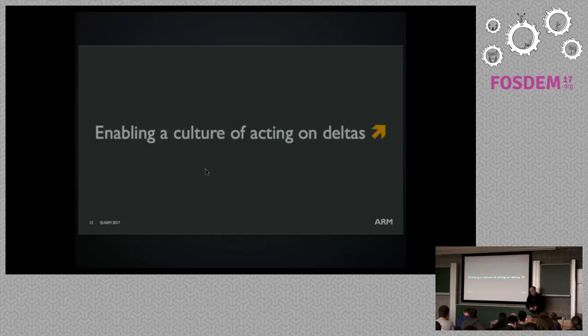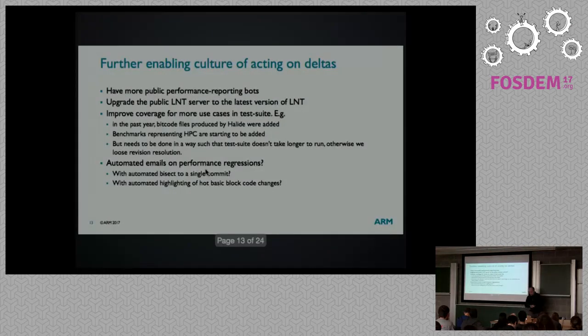So now moving to enabling a culture of acting on deltas. I think we're starting to see more signs of improvement there. I think it was Arnaud actually sending the email last April, that particular one. And you see it gets acted on, so there's an improvement compared to a number of years ago. There's probably a lot more that could be done to make it easier to act on deltas.